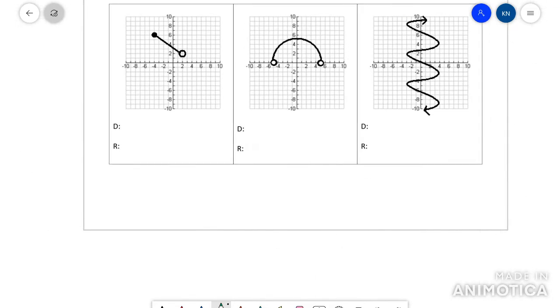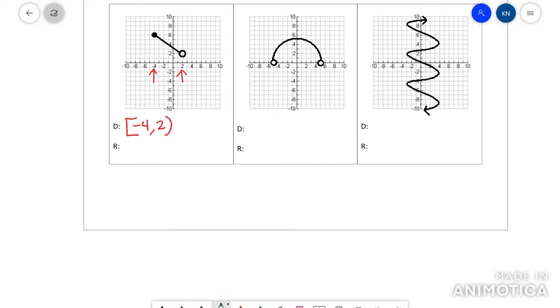All right, this next one, domain, how far left it goes, how far right it goes. So -4 is how far left it goes, and it has a closed circle, so that's a bracket. How far right it goes would be 2, and it's an open circle, so I use parentheses there.